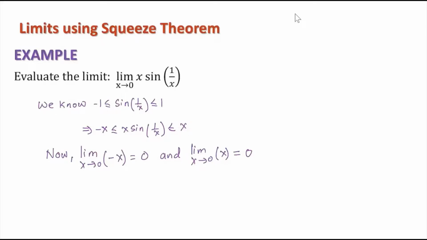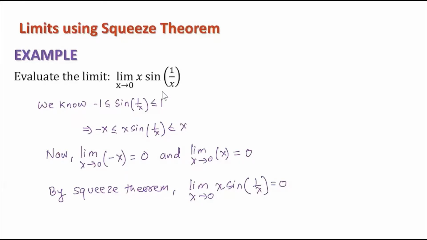So we can write, by Squeeze theorem, the limit as x approaches 0 of x times sine 1 over x is also equal to 0. So we used Squeeze theorem to find this limit, and we saw that the limit is equal to 0.